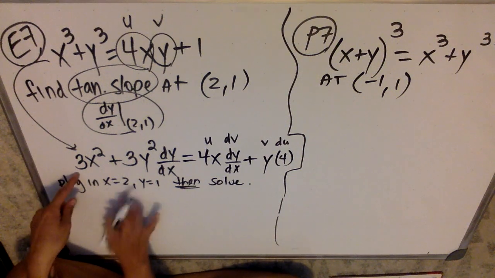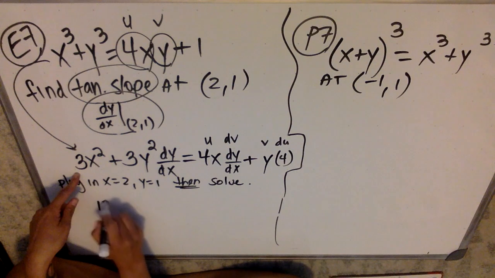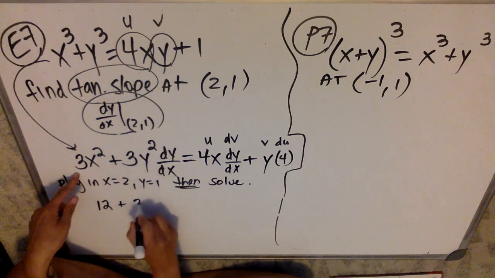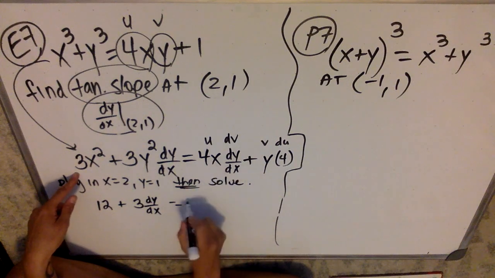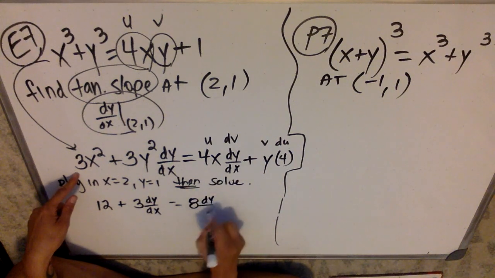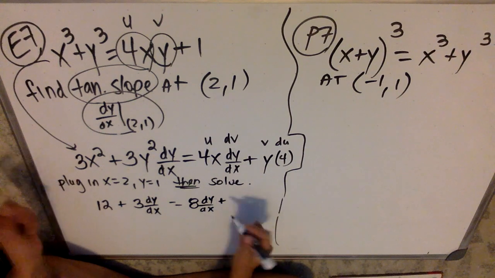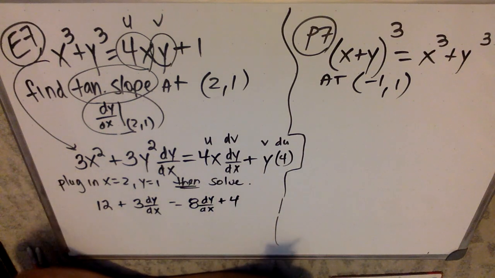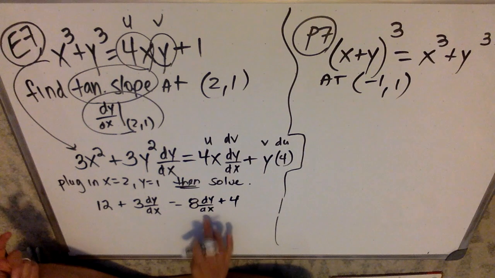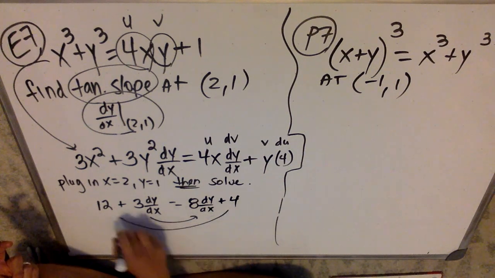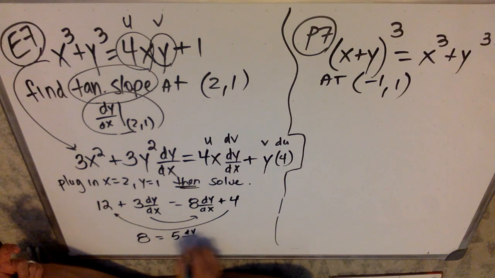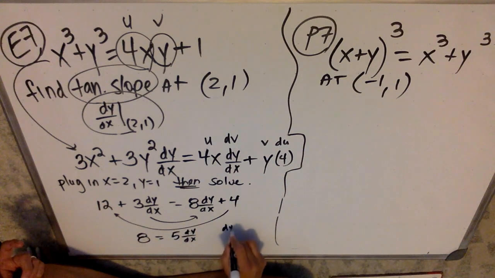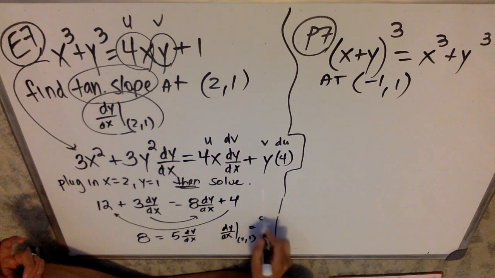So I'm going to plug in that x is 2, so that's going to be a 3 times 4, which is 12, plus 3 times 1 times dy dx, so that's just a 3 dy dx, equals 4 times 2 times dy dx, so that's an 8 dy dx, plus a 4 times 1, which is a 4. I just need to move my dy dx's to either side. It doesn't really matter which. Since this is the bigger number, I'm going to move this guy this way and this guy this way. So I'm going to get 8 equals 5 dy dx. So my dy dx evaluated at 2, 1 is 8/5.